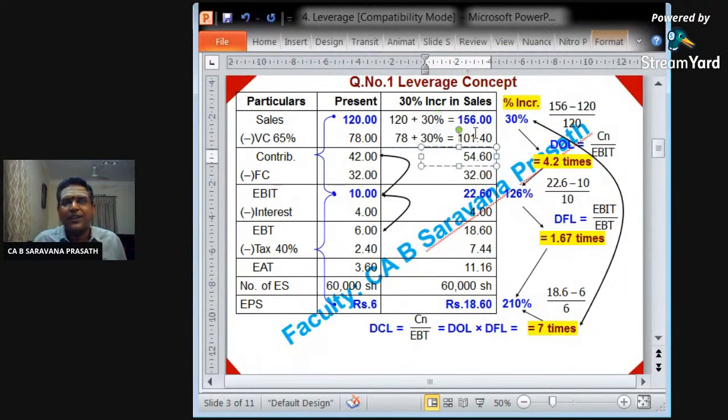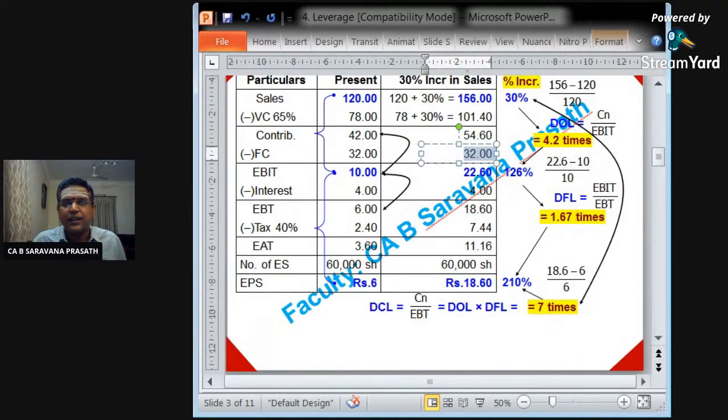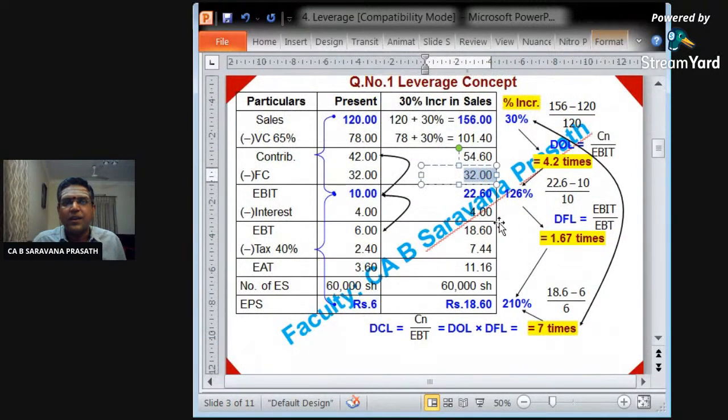Contribution is calculated as sales minus variable cost. Fixed cost remains the same, that is the starting point for our advantage. Fixed cost remains the same, so that number is equivalent to EBIT 32 lakh. So the balance is equivalent to EBIT. In our calculation, EBIT is equivalent to 22.6. Interest component also remains the same, 4 lakh rupee, and therefore EBT is 18.6.